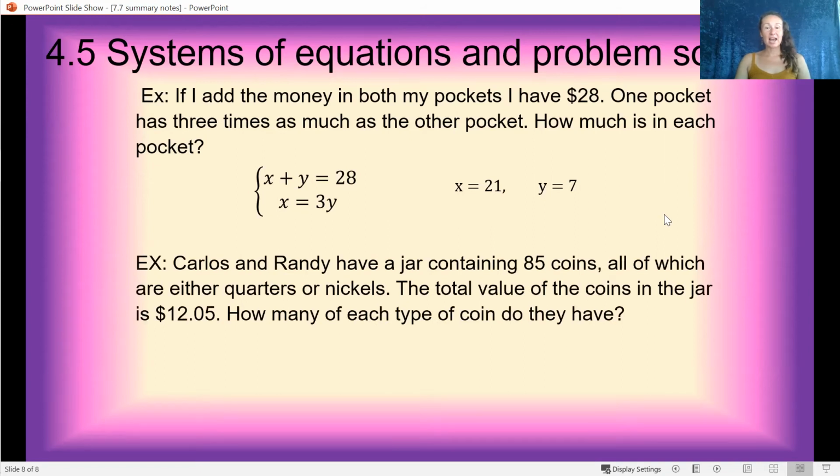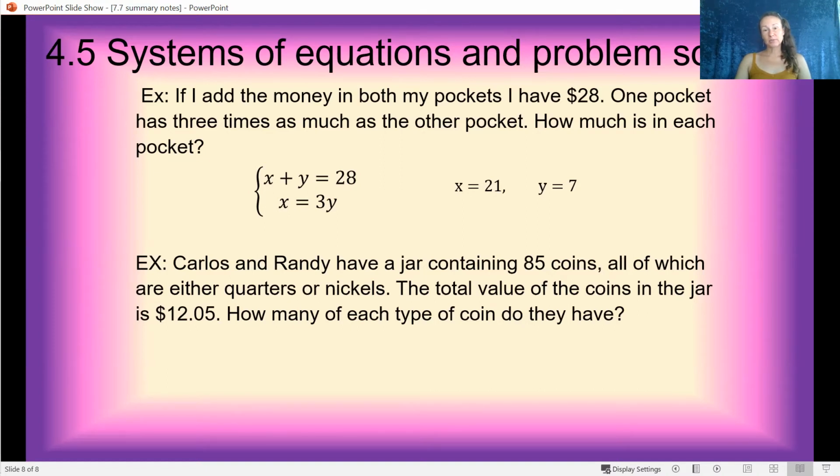Carlos and Randy have a jar that contains 85 coins. All of these coins are either quarters or nickels. The total value of the coins in the jar is $12.05. How many of each type of coin do they have?